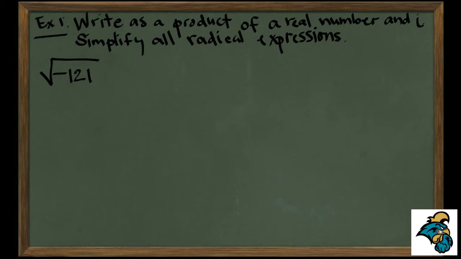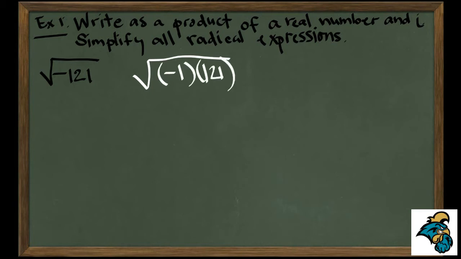For our first example, we're going to take the square root of -121. We're going to write it as a product of a real number and i, and we're going to simplify all radical expressions. To start off a problem like this, you always want to take off the negative. So we have the square root of -121. I'm going to rewrite it as the square root of -1 times 121.